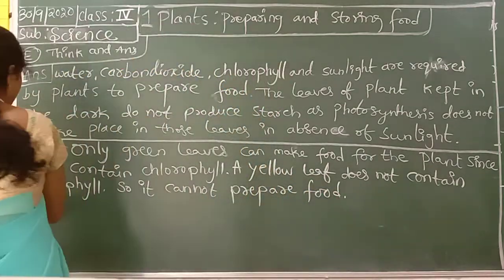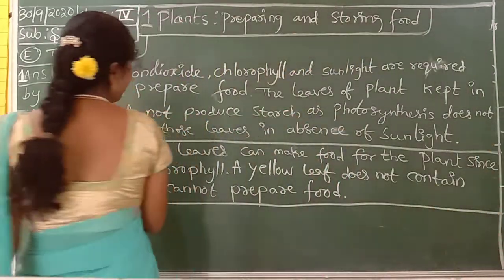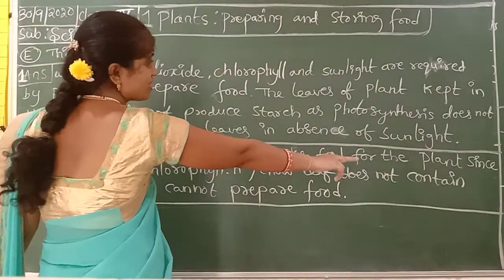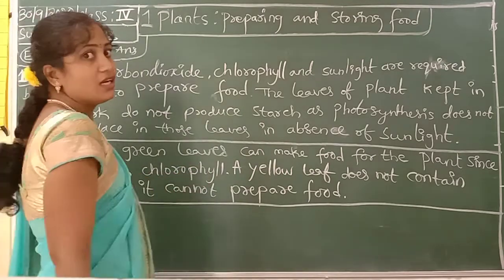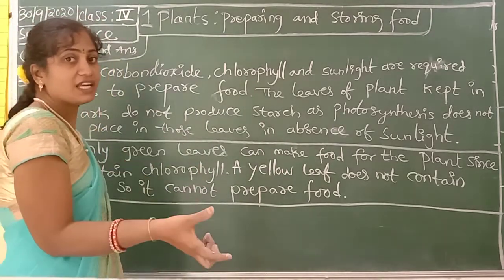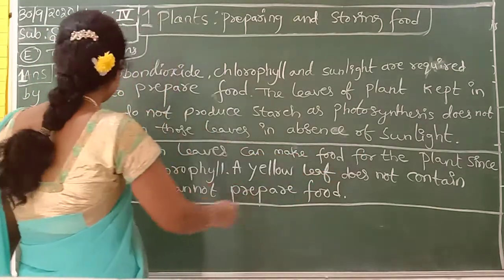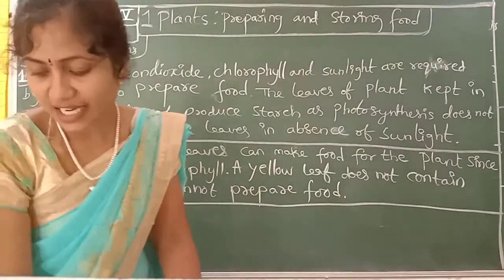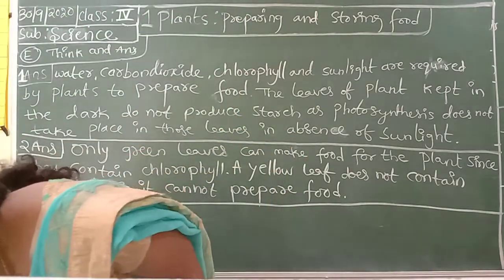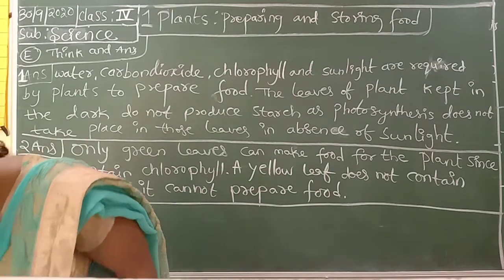Do children understand? Simply, only green leaves can make food for the plant since they contain chlorophyll. Green leaves only contain the chlorophyll. That's why they can prepare food. A yellow leaf does not contain chlorophyll, so it cannot prepare food. Okay, understand children? Next, third question. You only write the third question. What is the third question?